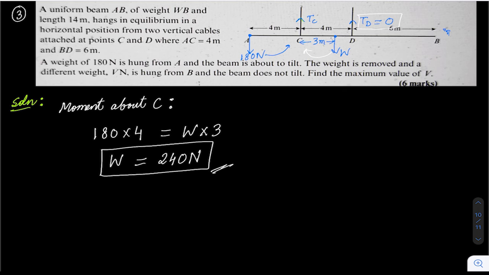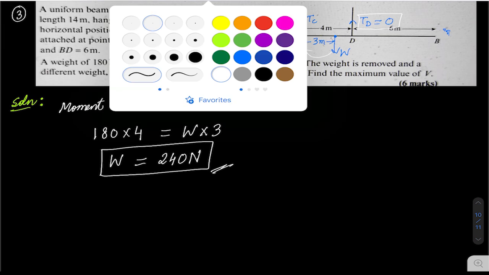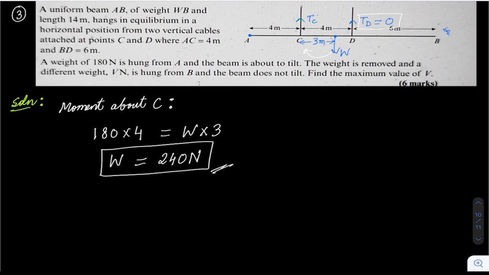So now the second part they have given is the weight is removed and a different weight V is hung from B. So now this time what they have done is they have removed this weight and a new weight V is hung from B point. And the beam does not tilt. Find the maximum value of V. So that's the question now.